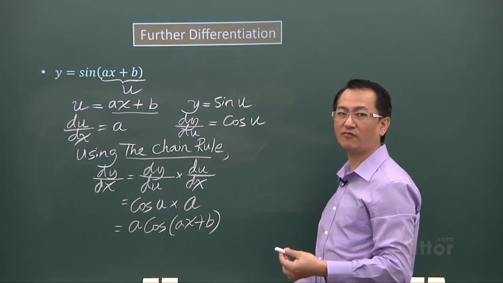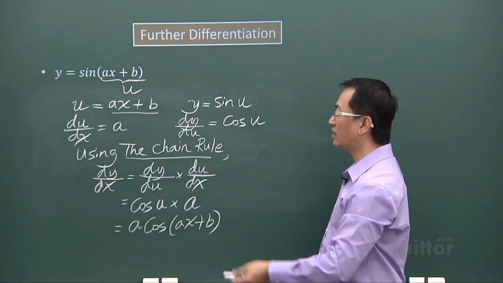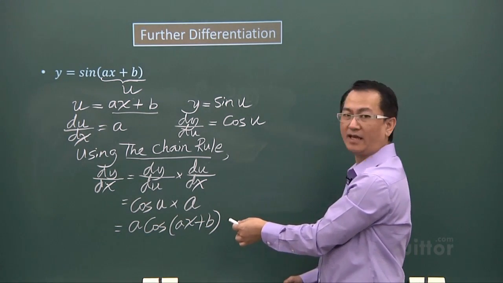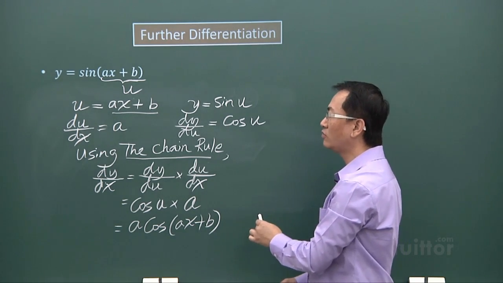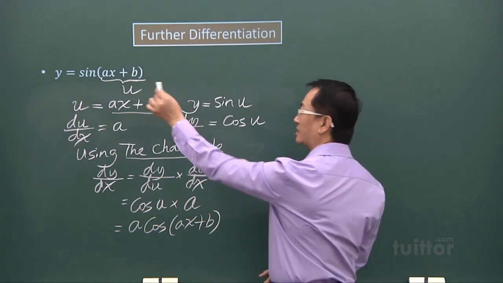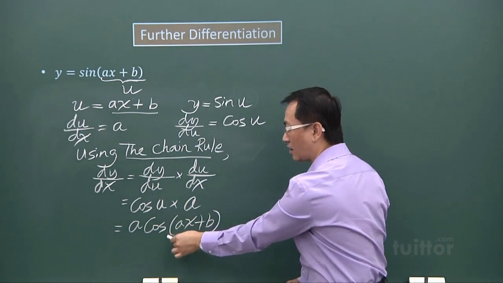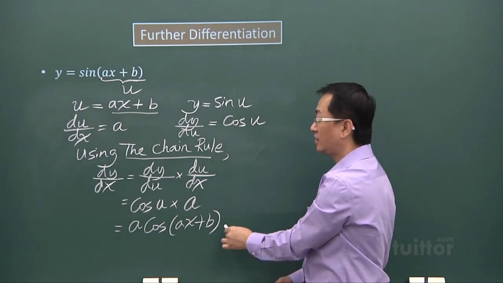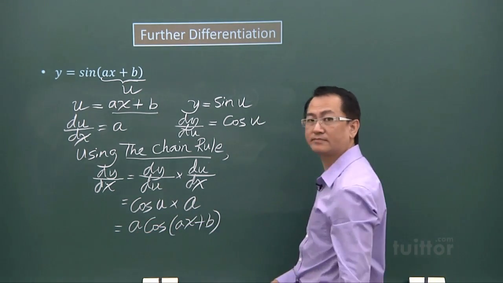Of course, if you're sitting for O-level, I would not encourage you to write in full like that. You would actually go into the shortcut approach. Meaning, sine, differentiate, you get cos. Then differentiate the angular expression to give you the coefficient here.